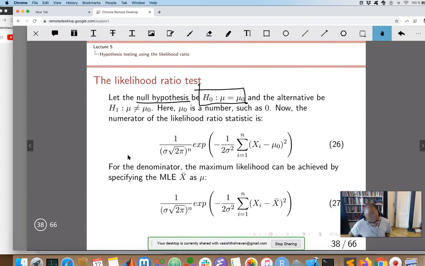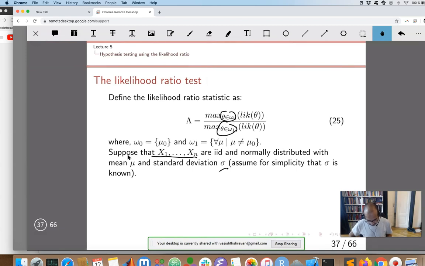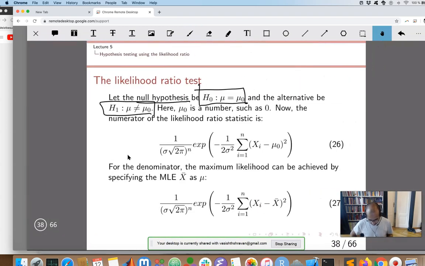So the alternative hypothesis is going to be that the true mu is not mu sub 0, right? So we are now going to use the likelihood ratio test to do this kind of hypothesis test. In the likelihood ratio test definition, the numerator is the likelihood under the null model, right? So what is the null model? The null model states that the true mu is mu sub 0. That's this number here, right?